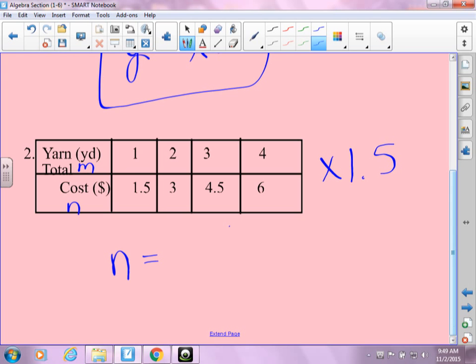So 1 times 1.5 is 1.5. Is that true? Yes. 2 times 1.5, is that 3? Yeah. It is. 3 times 1.5, is that 4.5? It is. 4 times 1.5, is that 6? It is. So multiplication is correct. Now how do I write it? Okay, I like n equals, but I have to write that so that it's 1.5 M. Yes, 1.5 M.